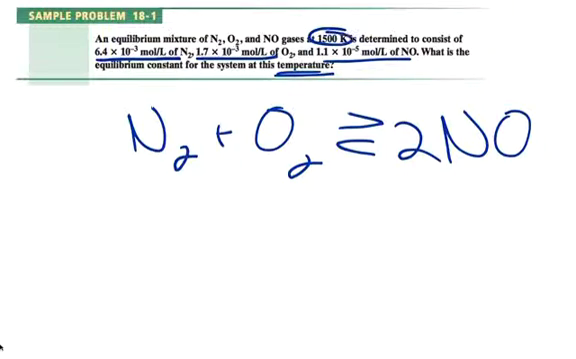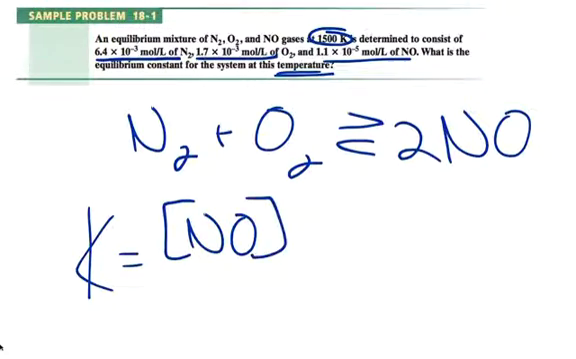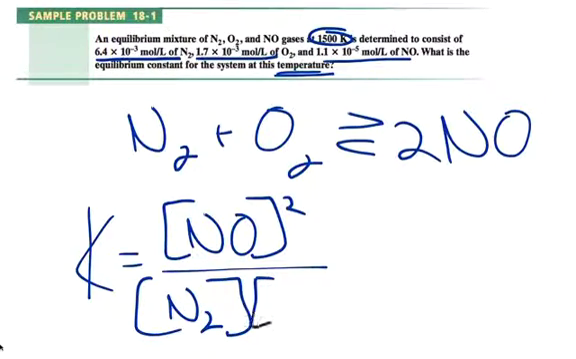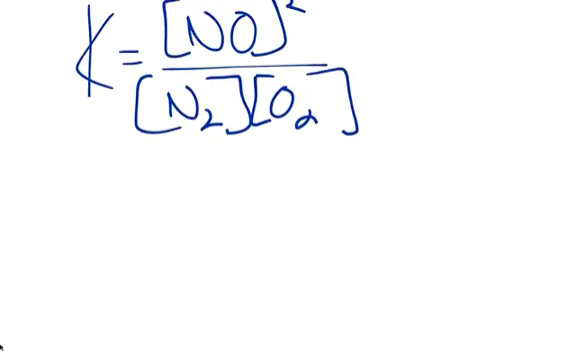Notice it does say at this temperature, because equilibrium constants are temperature specific, just like rate constants in the previous reaction. So we have K. If we write the equilibrium constant, it is going to equal NO squared, because that's our product, over the concentration of N2 and the concentration of O2. One thing to be aware of is these are concentrations. In this case, we have nitrogen gas, oxygen gas, and nitrogen monoxide. Now they're all gases, so they all go into the equilibrium constant.